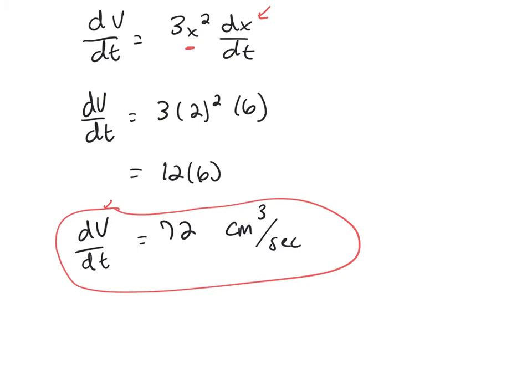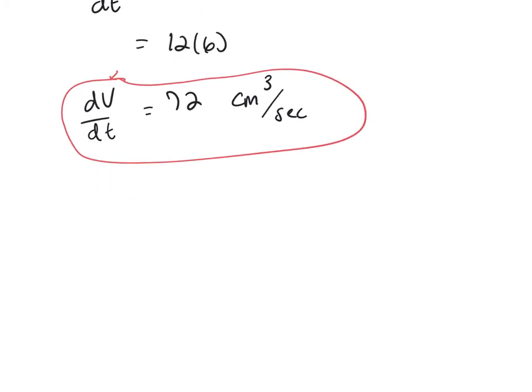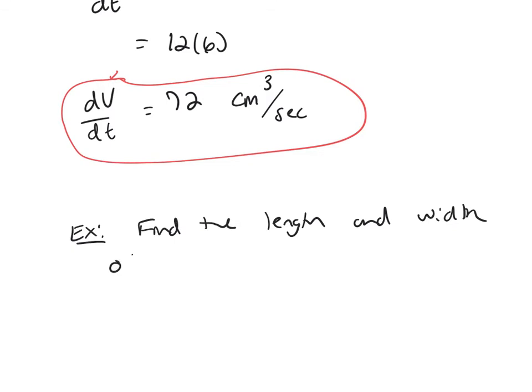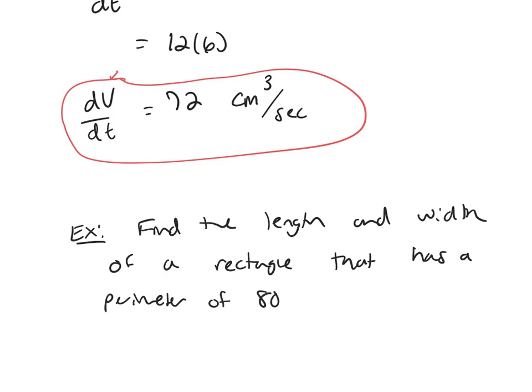All right, let's look at an optimization problem now. So look at the following example. Find the length and width of a rectangle that has a perimeter of 80 meters and a maximum area.